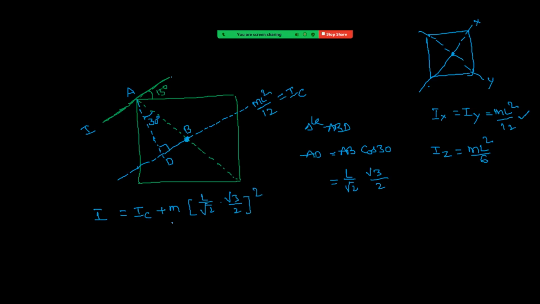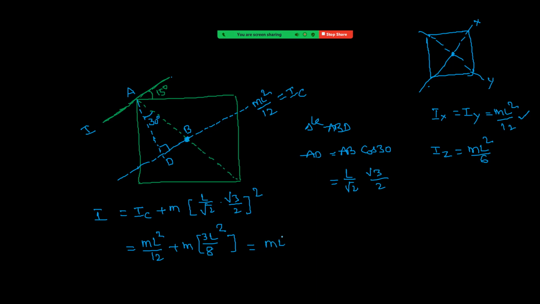Okay. And IC value, how much? ml square by 12. ml square by 12 plus m into, see how much? 3. This is a 4, 4, 2, 8. Right? ml square, you are having 3 here. 3 by 8. Let me cross check once. L square 3. This is 3. Right? 2 square 4, 4 2 8. Now simplify this. How much we get?